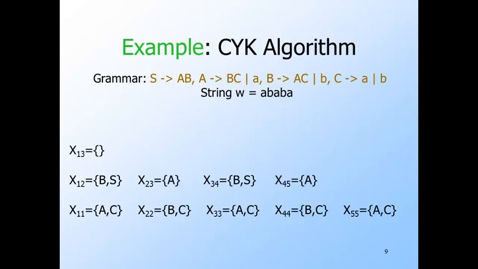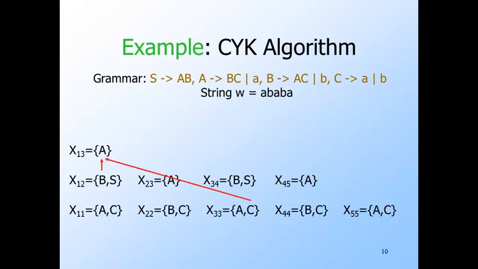Now let's start computing X13. A string of length 3 can be broken in two different ways, either a string of length 1 followed by a string of length 2, or vice versa. In the first case, k equals 1, and we must combine X11 with X23. X11 has A and C, while X23 has only A. The only bodies we can form from these are AA and CA. But no variable has a production with either of these as the body. Thus, k equals 1 gives us nothing.